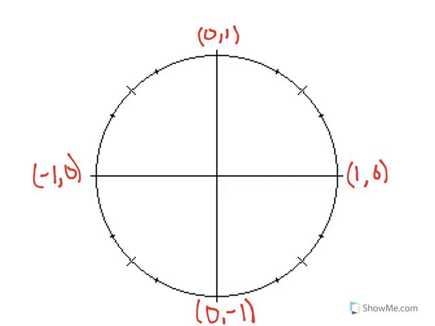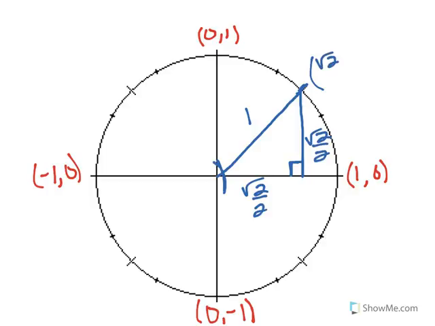Now to figure out the coordinates of each of these other notches in between our main points, we're going to use those special triangles. Let's focus on the middle notches here. I'm going to draw a triangle with the main angle at the origin, and this is our 45-45-90 triangle. So this is 1, this is square root of 2 over 2, and this is square root of 2 over 2. That becomes our coordinate point for that spot.